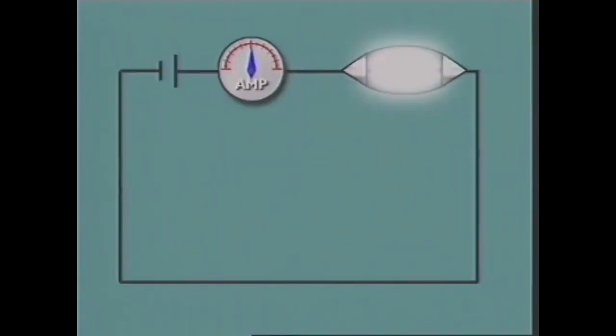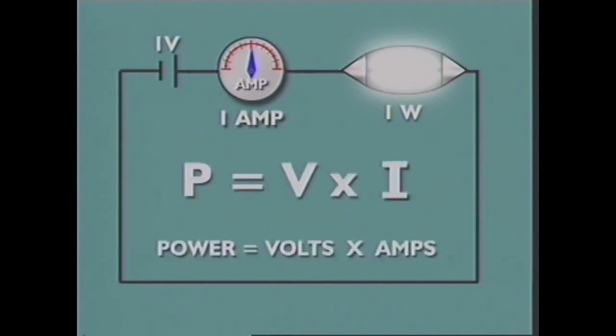The unit of power is the watt. 1 watt is produced when 1 volt causes a current flow of 1 ampere. From this comes the power equation. P, the power in watts, equals V, the voltage in volts, multiplied by I, the current in amperes. It's applied just like Ohm's law.